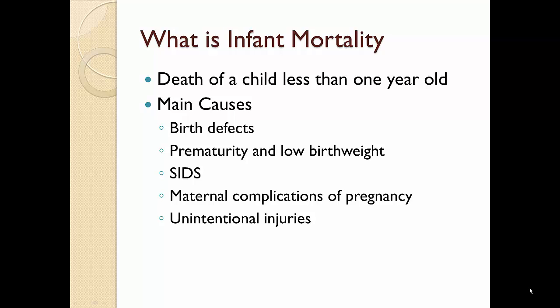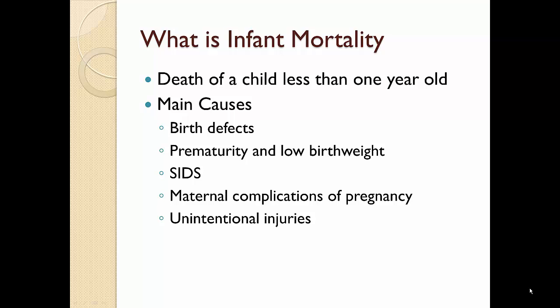Sudden infant death syndrome. This refers to the sudden death of an infant less than 1 year old that cannot be explained after a thorough investigation is conducted. This investigation has to include a complete autopsy, a death scene examination, and a review of the clinical history.